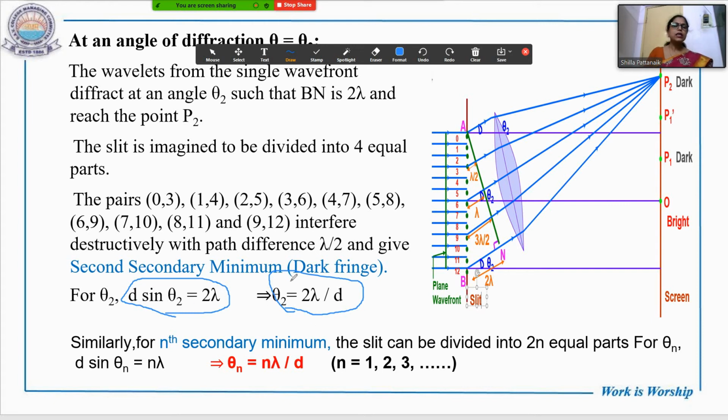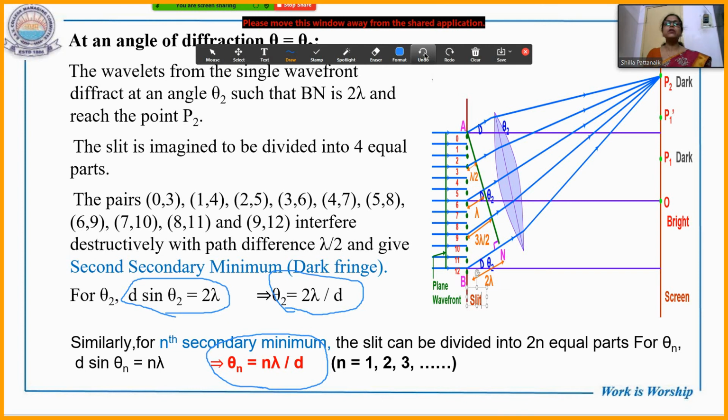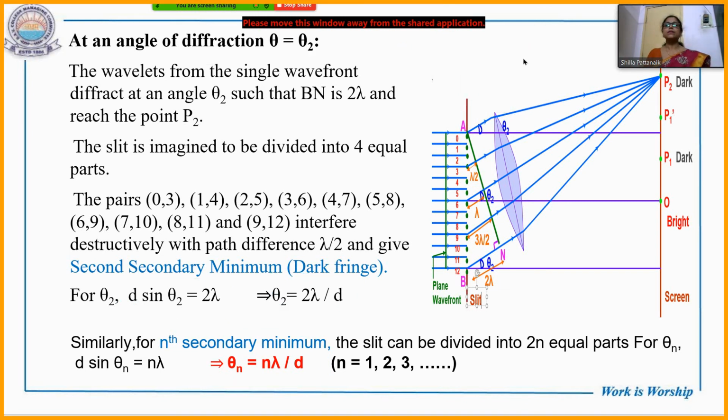So what is the generalized condition? First minima, lambda by d. Second minima, 2 lambda by d. Third minima, 3 lambda by d. So what is the generalized condition? Theta n is equal to n lambda by d, where n is equal to 1, 2, 3 like this. So you got the condition for the secondary minima, students? At these angular positions you will get minima.